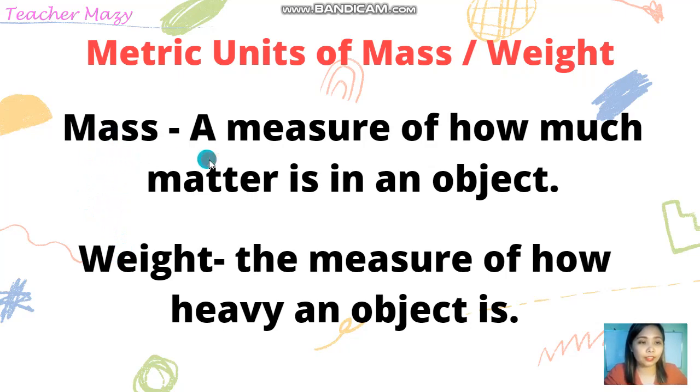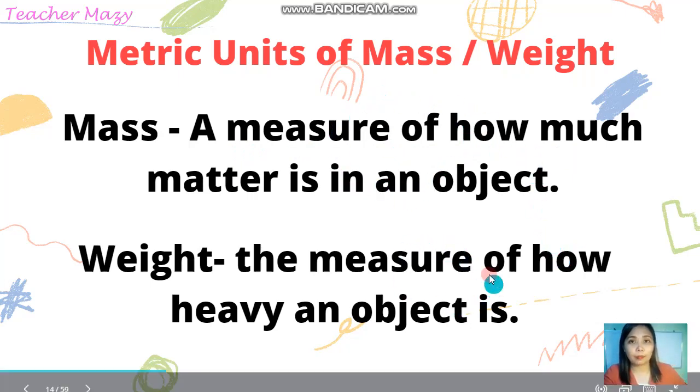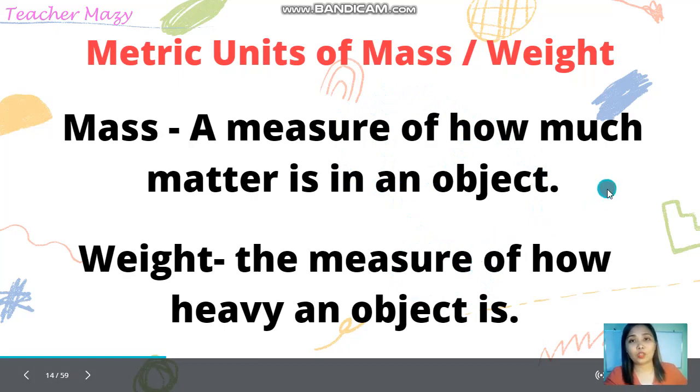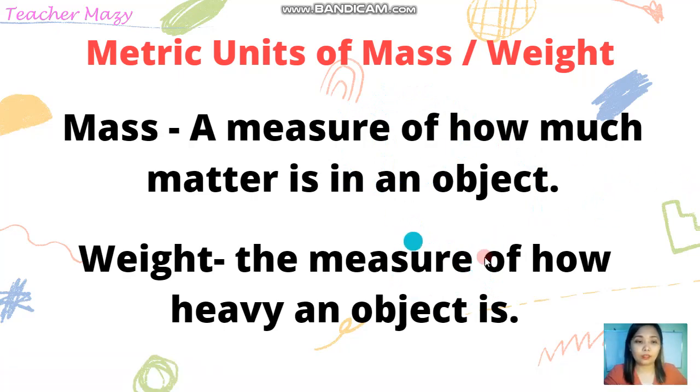So, for mass, it is a measure of how much matter is in the object. And for weight, the measure of how heavy an object is. So, yung mass, hindi siya nagbabago. Yung weight, nagbabago siya. It depends on the gravity. Ayan. So, connected sa gravity yung weight.